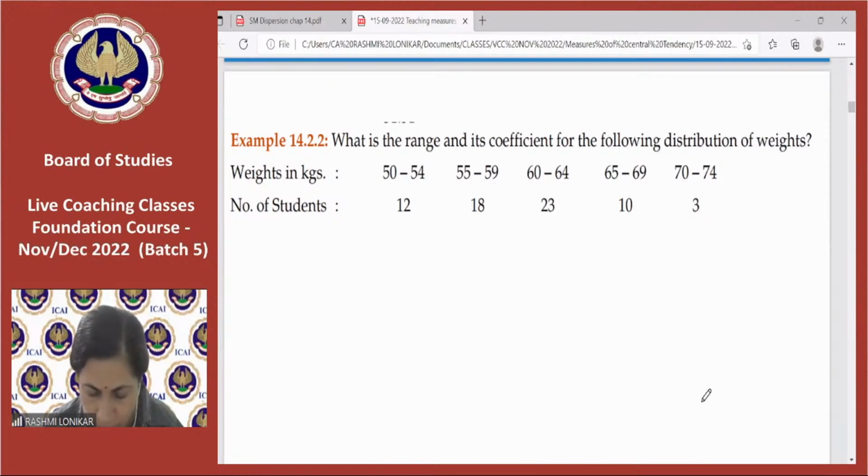Yes, Sakshi, range, Sakshi, answer is correct. Masum, Gunjan, yeah. Very good.